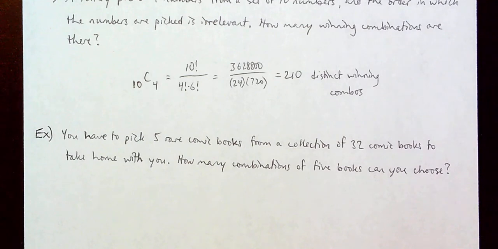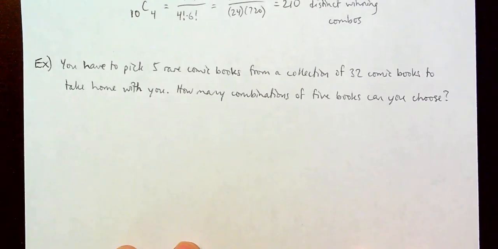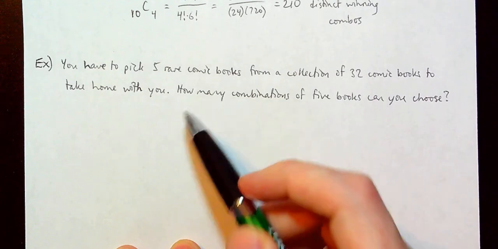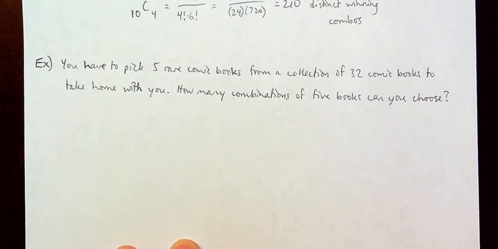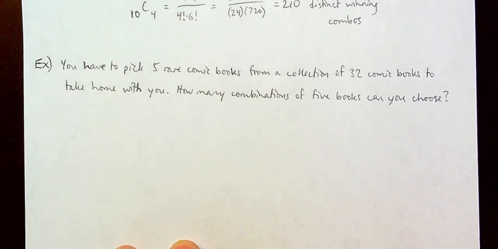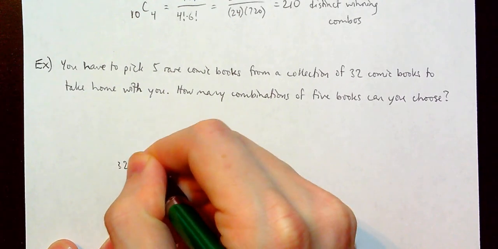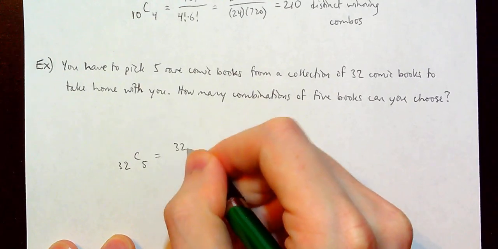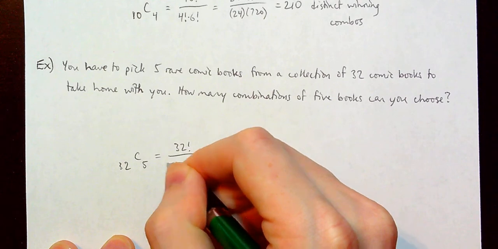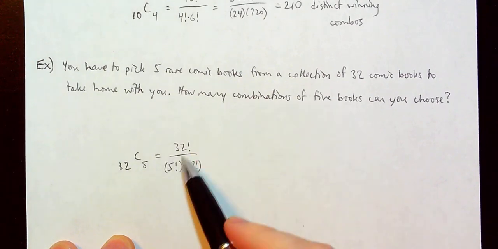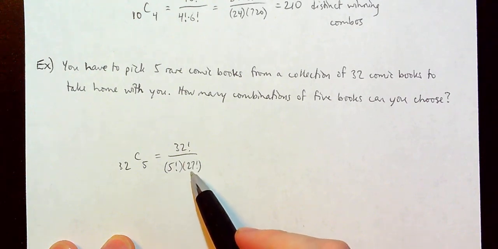Second example here: you have a collection of 32 rare comic books, and you have to pick 5 rare comic books to take home with you. How many combinations of those 5 books can you choose? Pretty straightforward. There's a possible 32. We're choosing 5 of them. Obviously, in this context, this is a combination because we don't care about the order in which we pick these things. We only care about what 5 comic books we have when it's all said and done. So it's going to be 32 choose 5, which is 32 factorial divided by 5 factorial times 27 factorial: n factorial divided by r factorial times (n minus r) factorial.